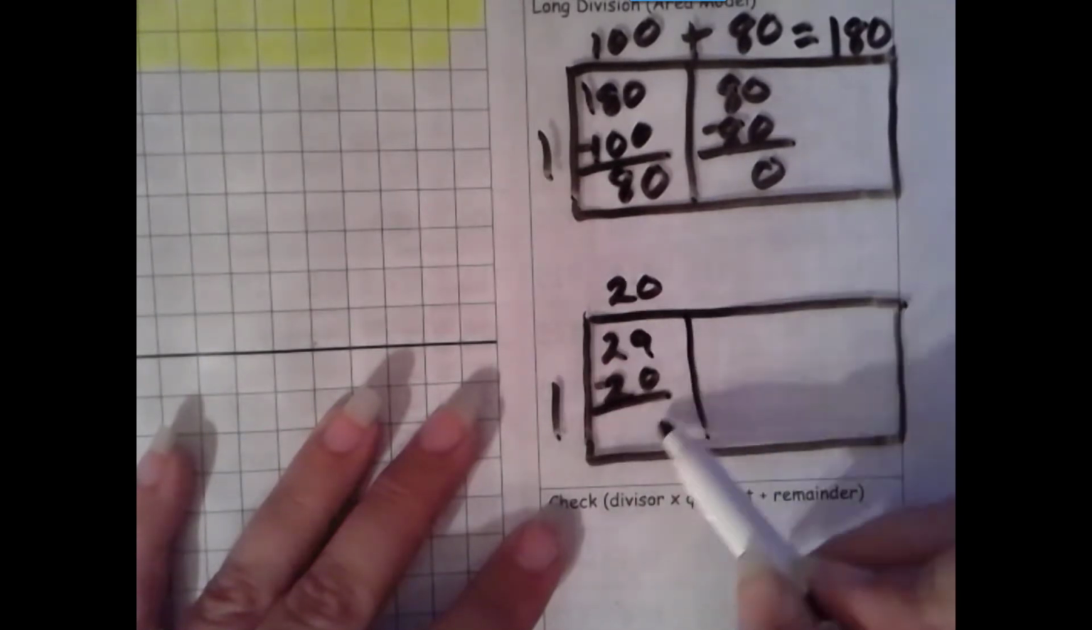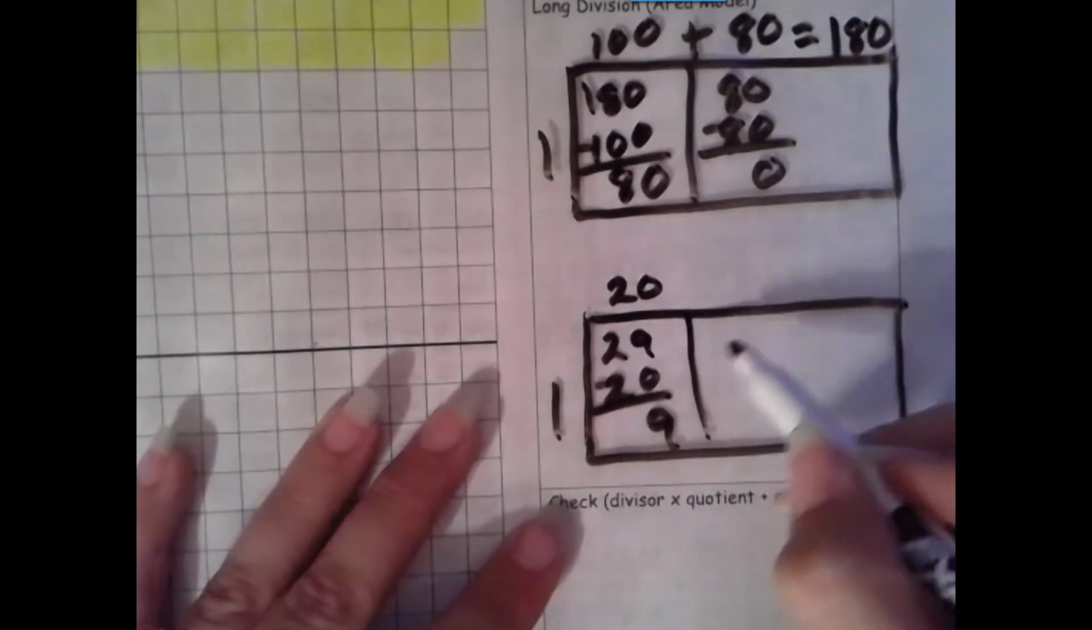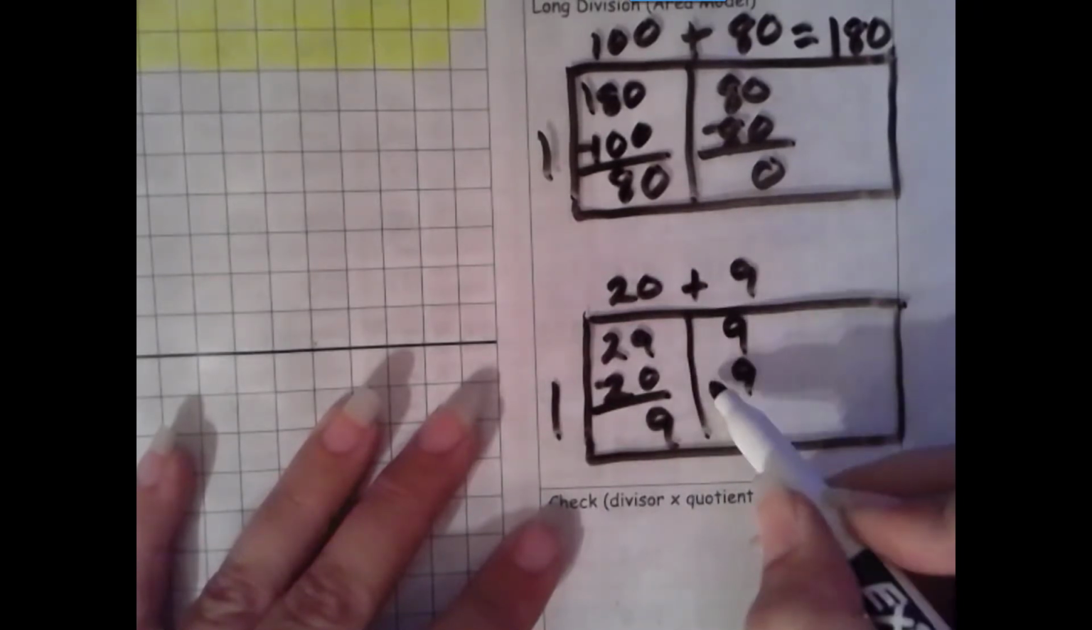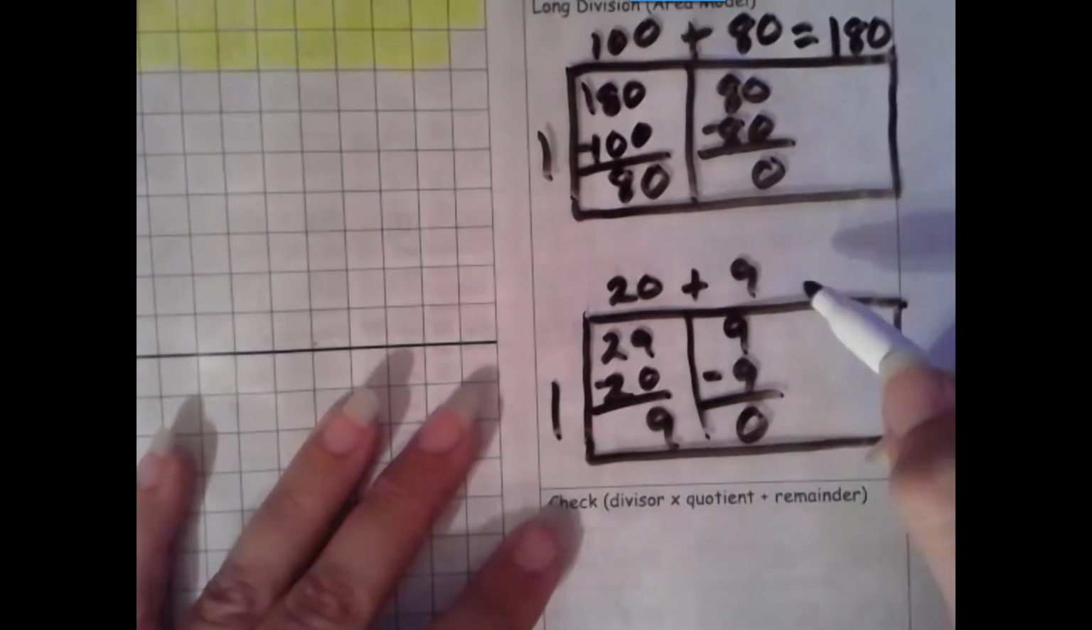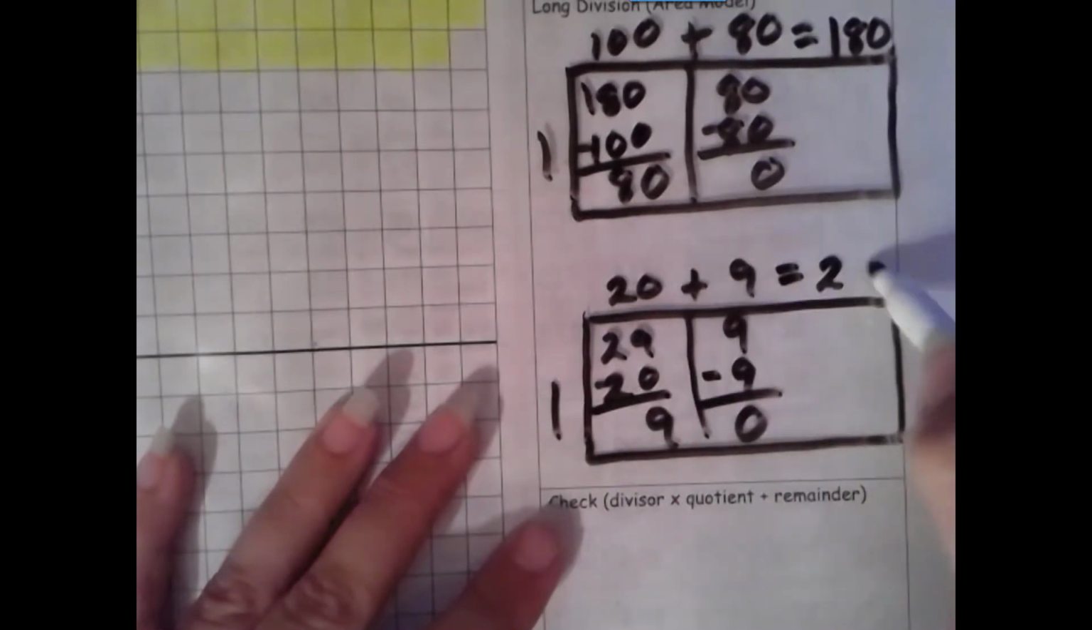Here for 29, I can do 20 times 1 is 20. More on top, no need to stop. Bring my 9 up. I can do 9 times 1 is 9. Numbers the same, 0 is the game. And then 20 plus 9 is 29.